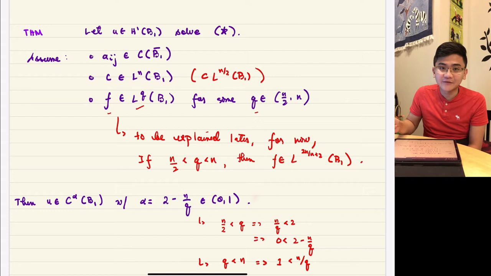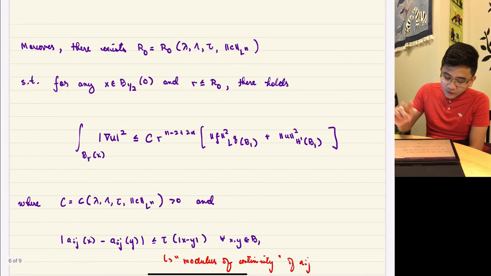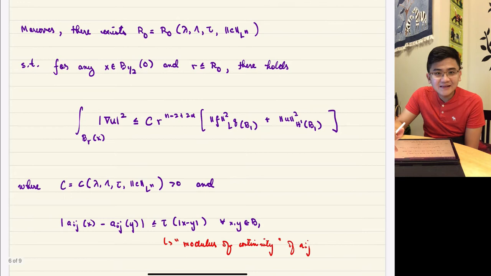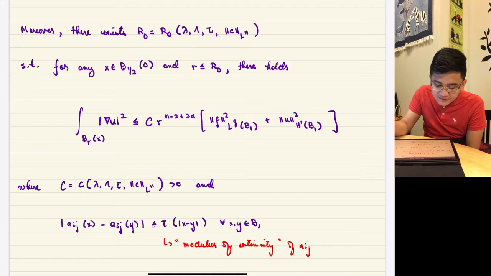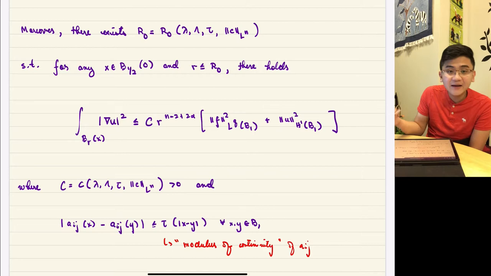So, moreover, we can say something more. We can have a quantitative result. So, there exists some R0 dependent on data, such that for any x in this smaller ball and any r smaller than this R0, the following holds here. So, we have a gradient estimate.